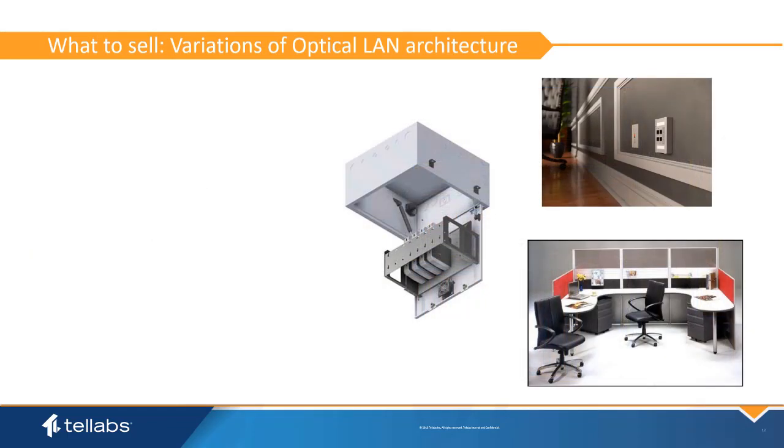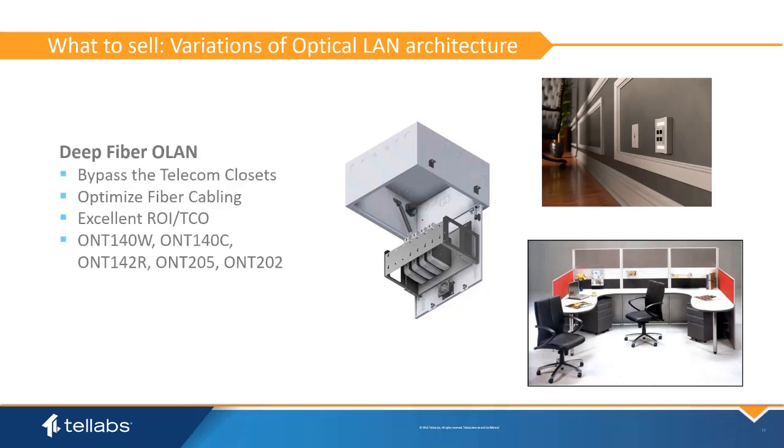A more preferred architecture is to push the fiber as deep as possible in the building and to get it as close as we can to the network devices, IP cameras, wireless access points, phones, and computers. You'll experience a better return on investment with the deep fiber solution. This is where we can bypass telecom rooms and repurpose the space for other business needs.